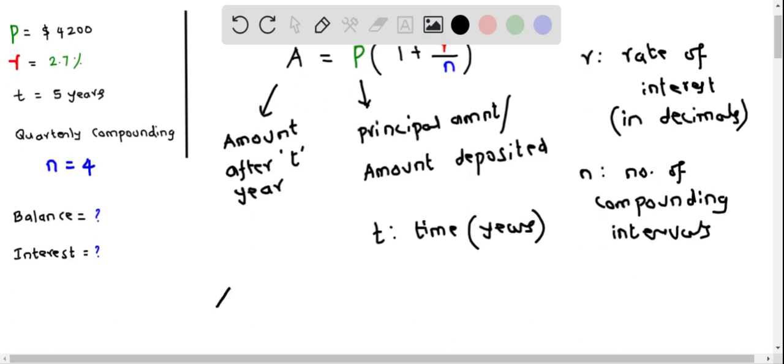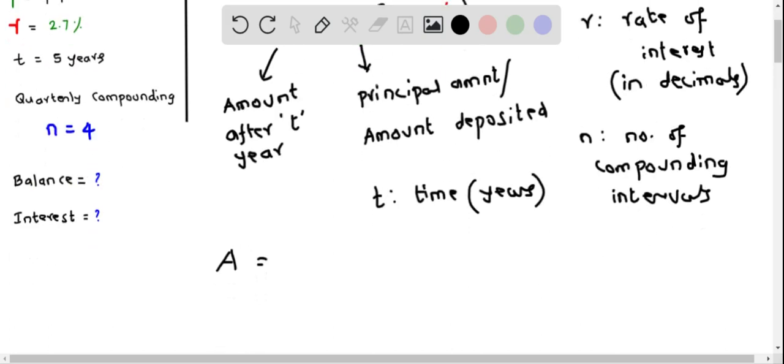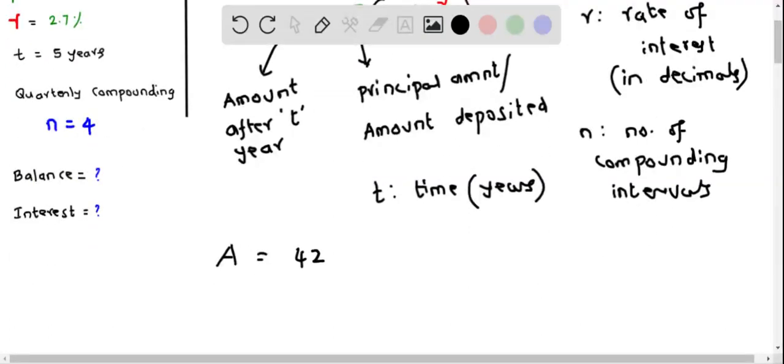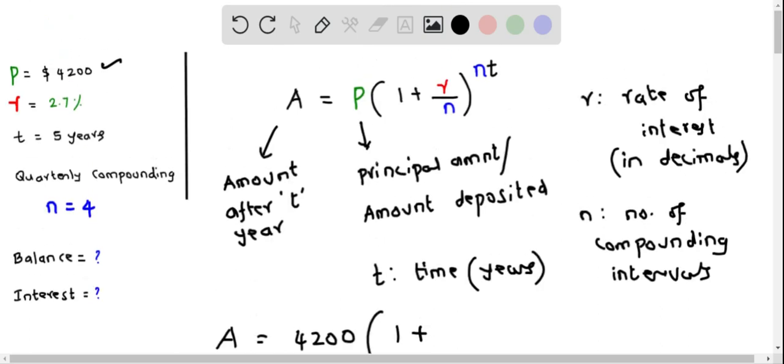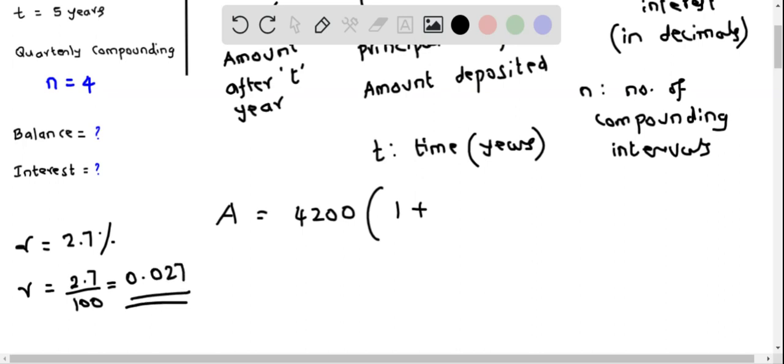I'm going to put A equals, we have identified P, which is the amount deposited, equals 4,200. So I plug in 4,200 for P times 1 plus. Notice that R has to be in decimals. So first, let's convert the rate of interest, which is given as 2.7%, into decimals. So R equals 2.7, we should divide by 100. So this equals 0.027. So R in decimals is 0.027.